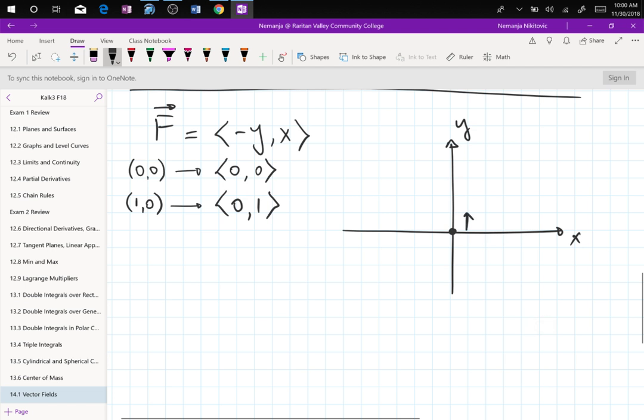There we go. So 1, 0 is 1 on the x-axis, and you draw vector 0, 1. How about the point 0, 1? Well, your x is 0, so it's going to be 0 there. Your y is 1, so it's negative 1. Oh, okay. That one is this.